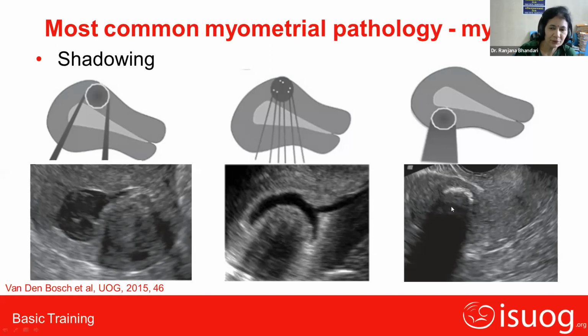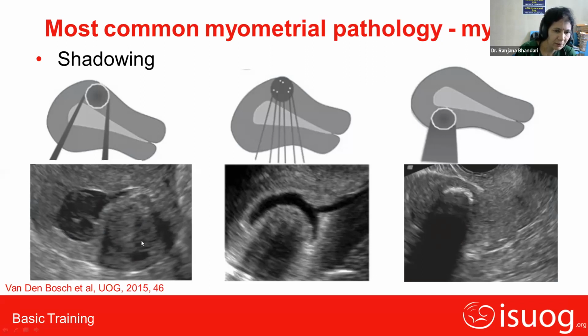One thing again I want to tell you about shadowing. What do you mean by shadow? Shadow means the way the rays sit. This is a calcification, a calcified myoma, eggshell calcification. Nothing is going behind it, so we are not able to see anything over here. This is known as shadowing. This portion becomes so difficult to see.